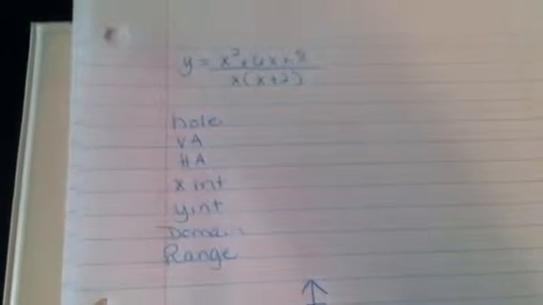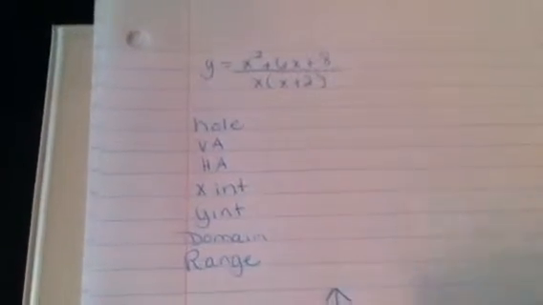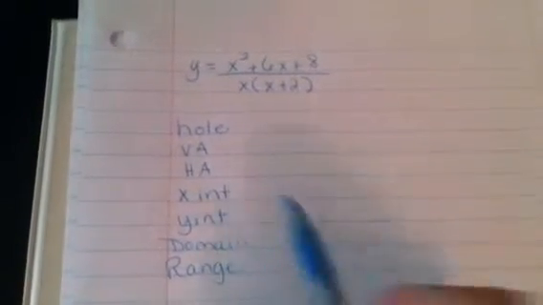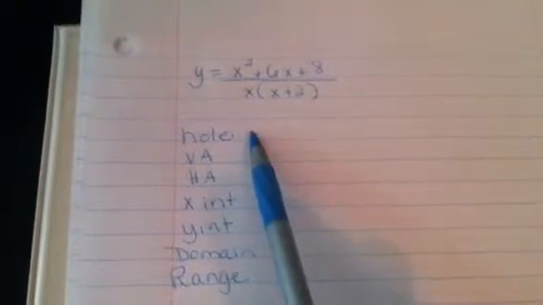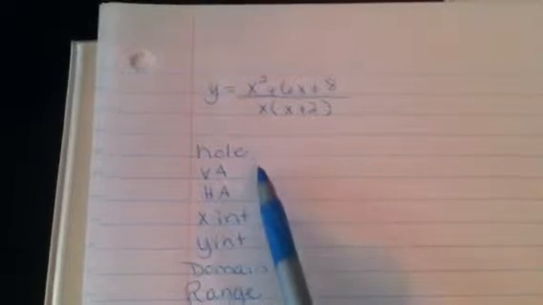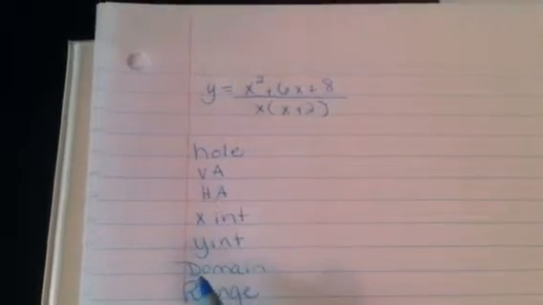Okay, we have a rational function that we would like to graph, and we're going to compile the following information and then try to take a look at our graph. So the first question that you want to look at is, do I have a hole in my graph? And you want to look at that first because it could change your answer if you have one of vertical and horizontal asymptotes.